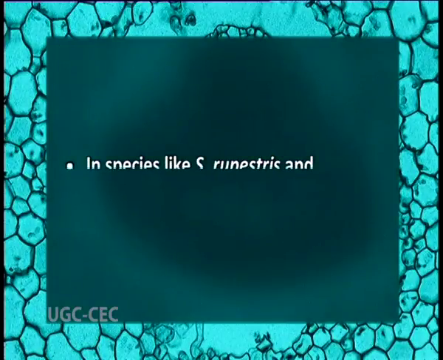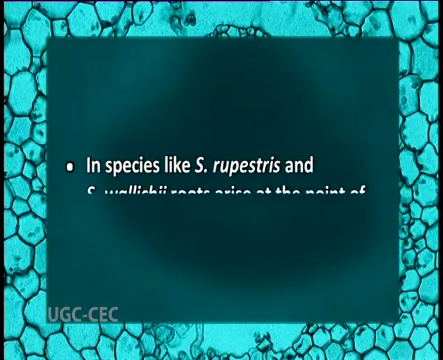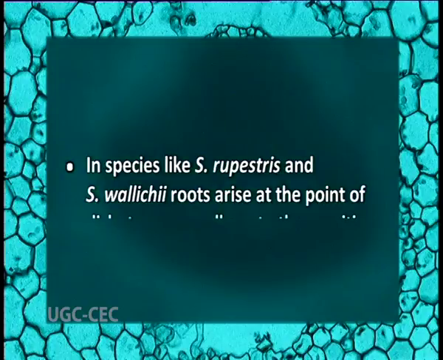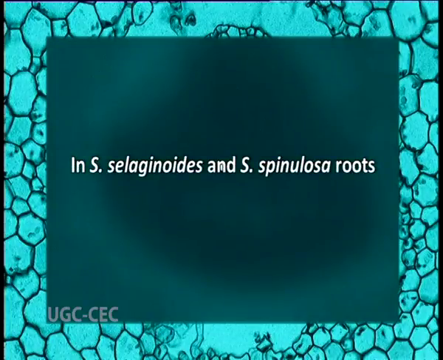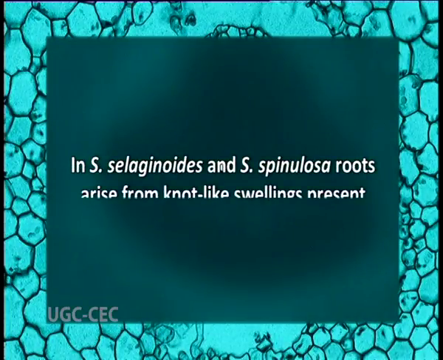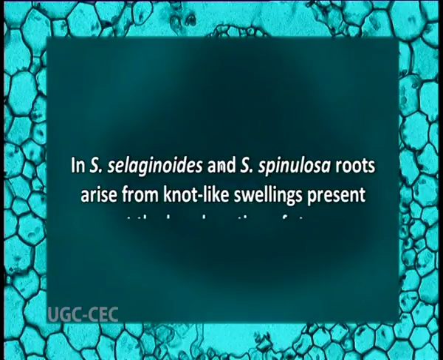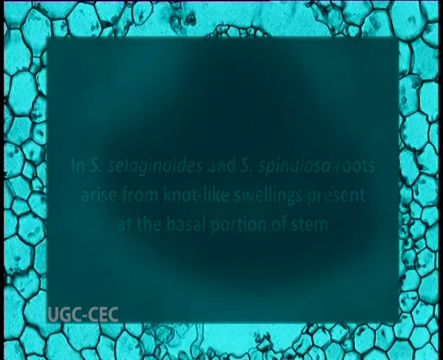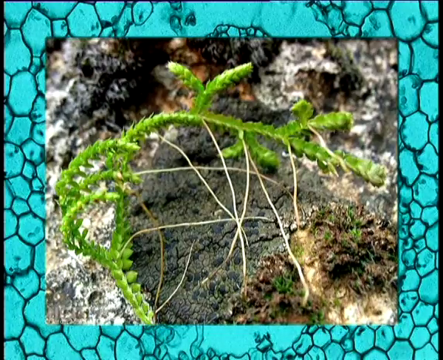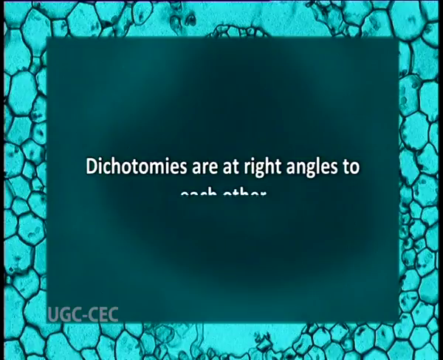In species like Selaginella rupestis and Selaginella walshi, they arise at the point of dichotomy as well as at other positions. And in Selaginella selaginoides and Selaginella spinulosa, they arise from knot-like swellings present at the basal portion of the stems. The roots arise endogenously and are dichotomously branched. The dichotomies are at right angles to each other.